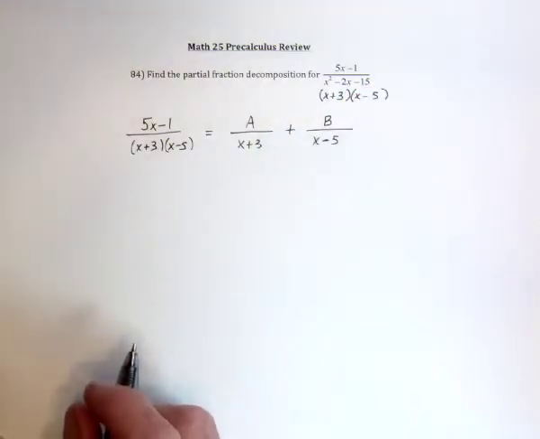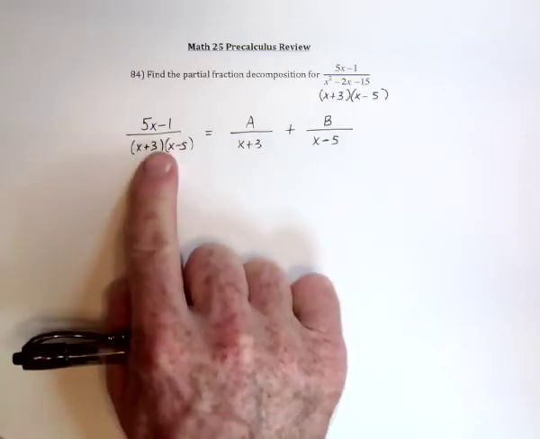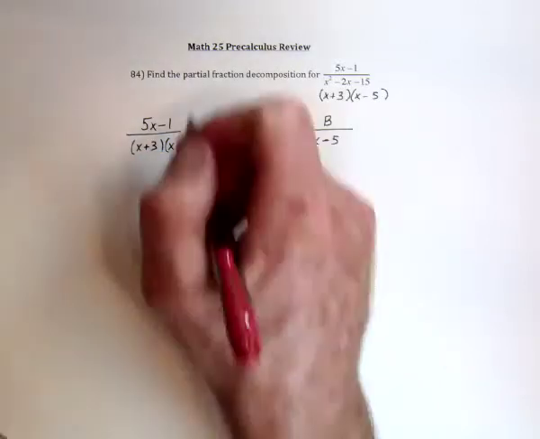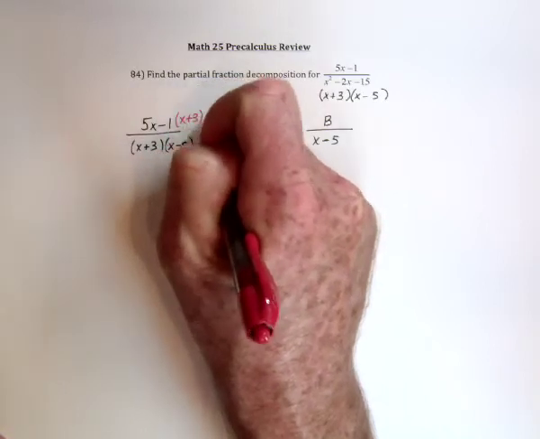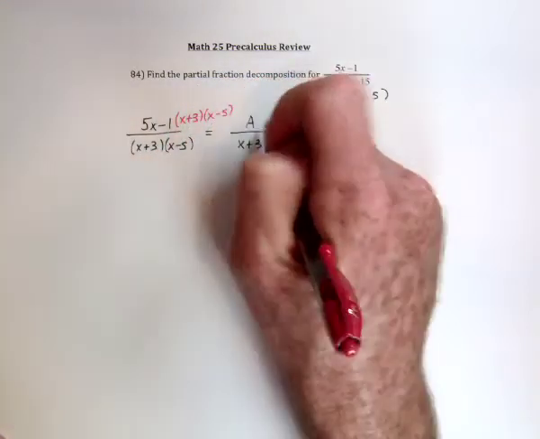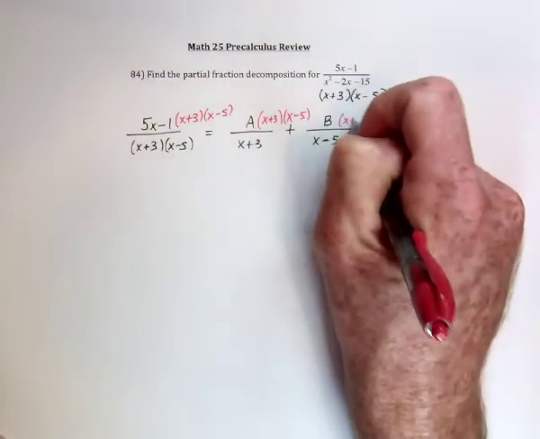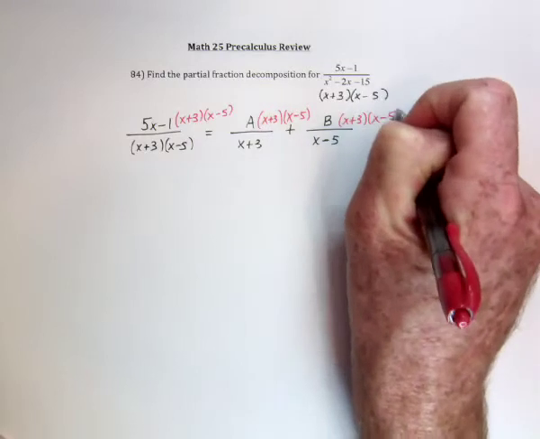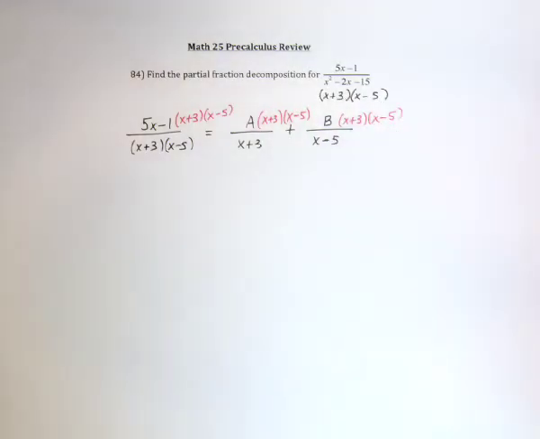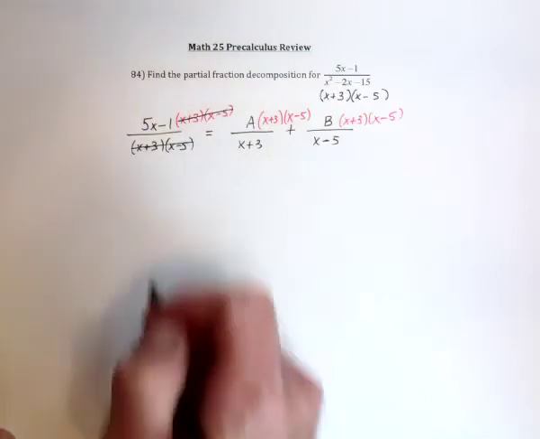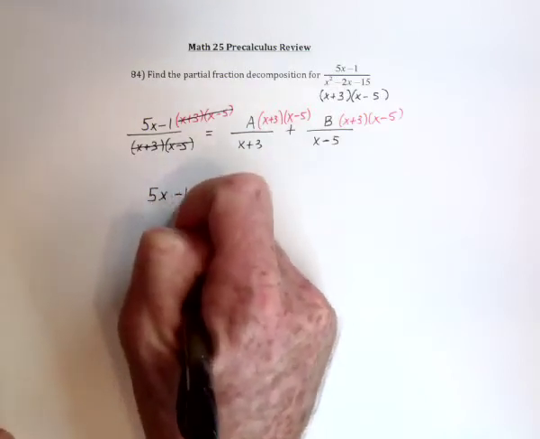And now the next thing to do is clear the fractions. So use the least common denominator, which is going to be this, and multiply both sides by it. So we'd multiply this side by x plus 3 and x minus 5. Alright, then start canceling. So x plus 3 and x minus 5 will cancel x plus 3 and x minus 5, leaving only the numerator, 5x minus 1.